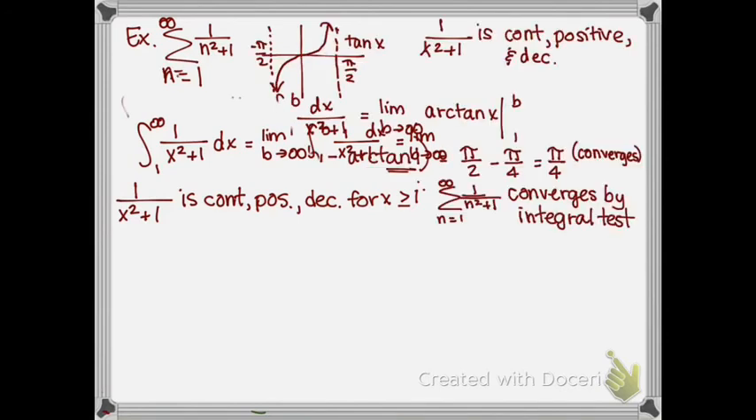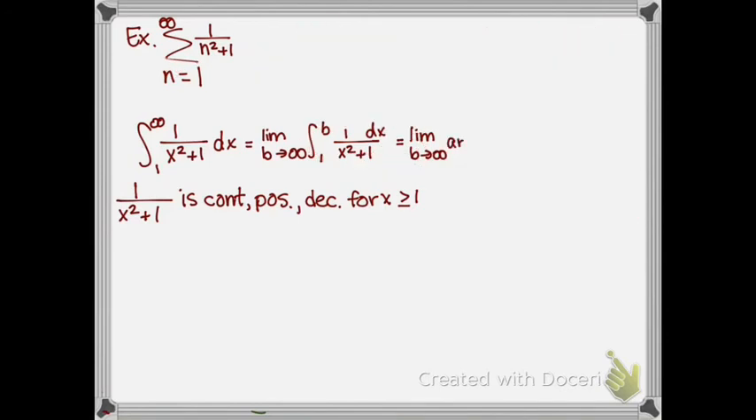Okay, so integrating this, we get the limit as b goes to infinity of arctan x, and then we're going to input a b and a 1. So hopefully you recognize that this was the derivative of arctangent of x, so we can easily integrate that there. Okay, let's continue and plug in. So we have the limit as b goes to infinity of arctan b minus arctan of 1.